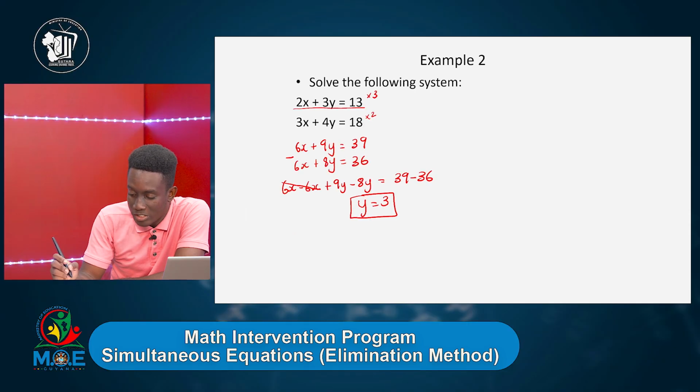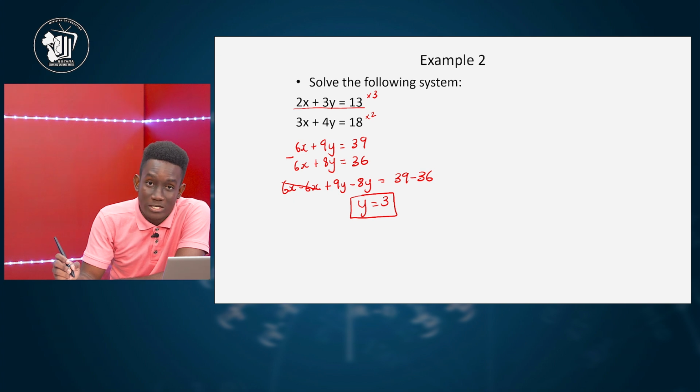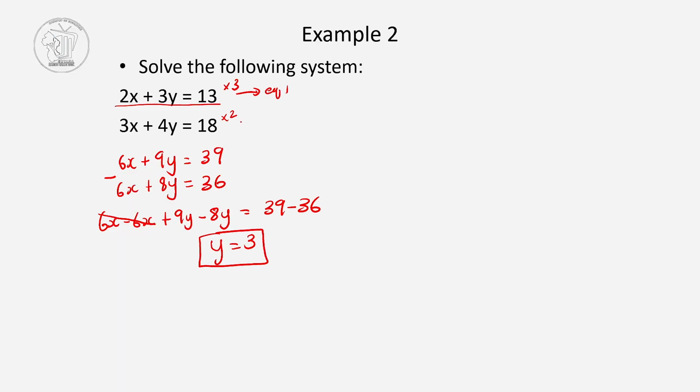So that is the first part of the answer. Now we want to solve for x. What we do, we take y and we put it in either equation 1 or equation 2. So let's use equation 2 for a change. We substitute y equal to 3 in equation 2. So we'll have 3x plus 4 times y, but in this case y is equal to 3, is equal to 18. So 3x plus 4 times 3, which is 12, is equal to 18.